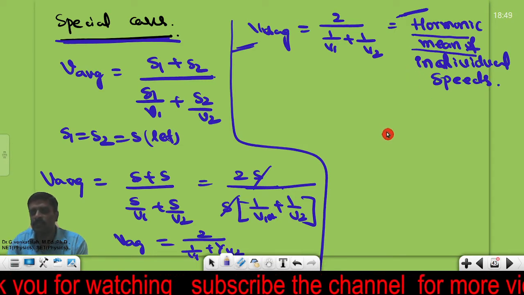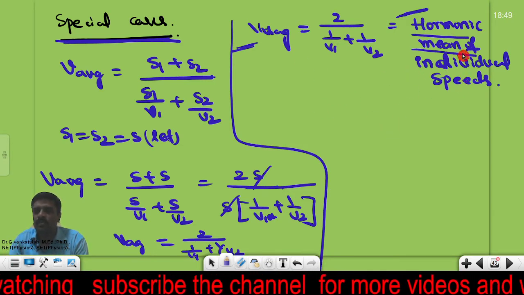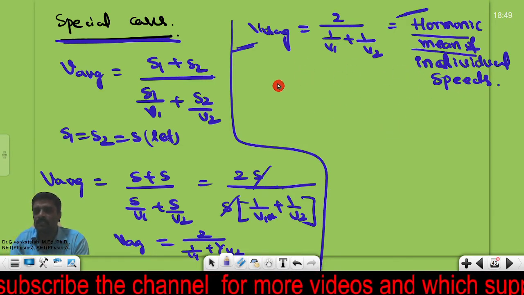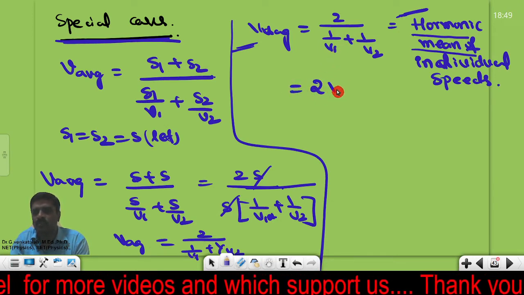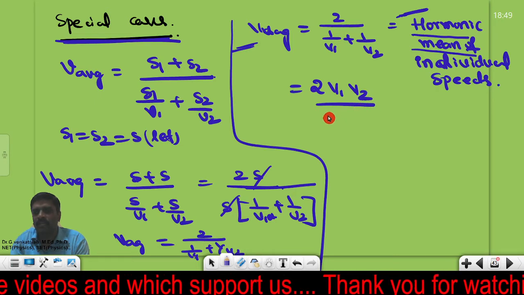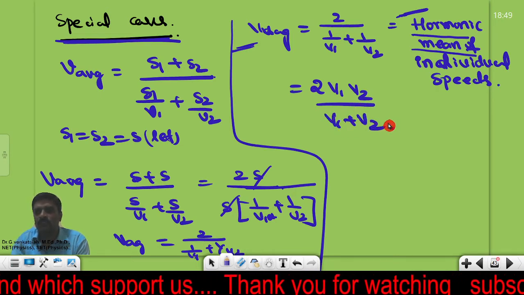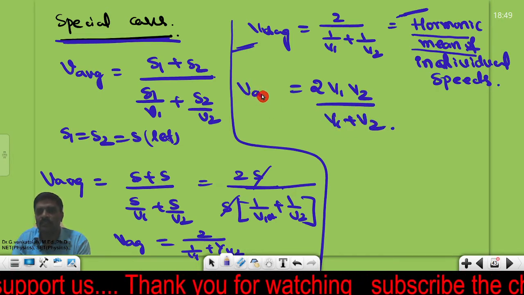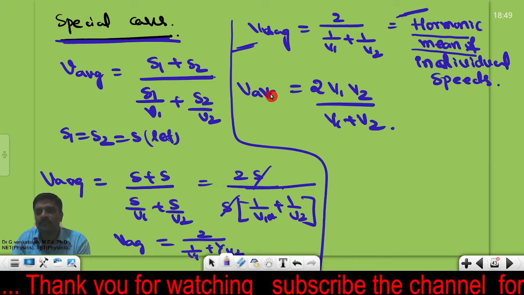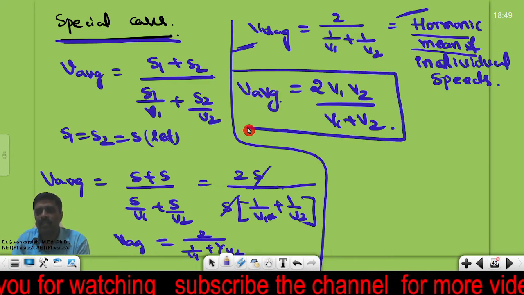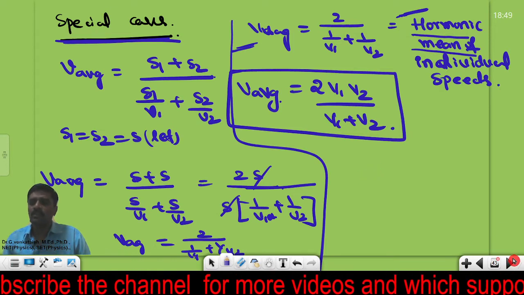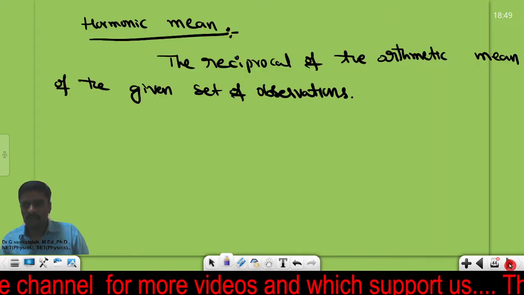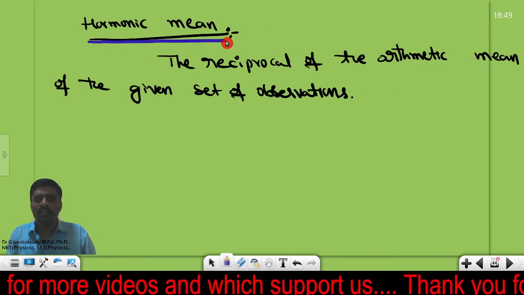of the individual speeds. What does harmonic mean mean? We will come across this value also. Taking the LCM, it is 2 V1 V2 divided by V1 plus V2. This is the formula we are going to use. V average is the average speed for the two values. Let me go to what the harmonic mean of this value is.